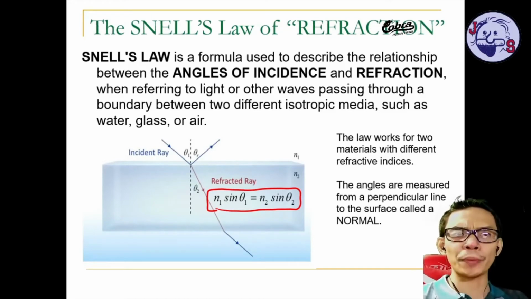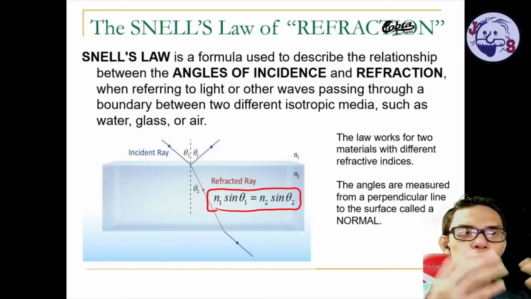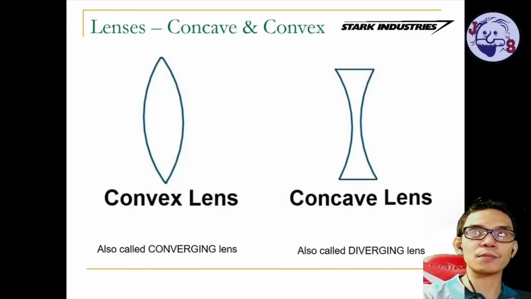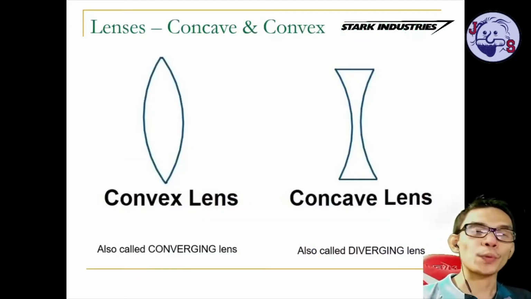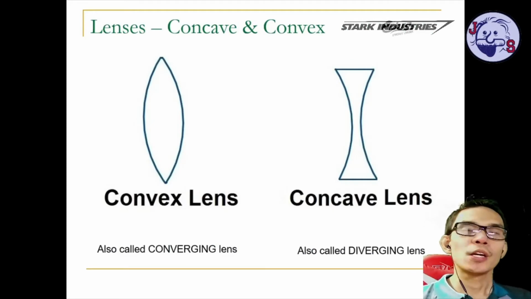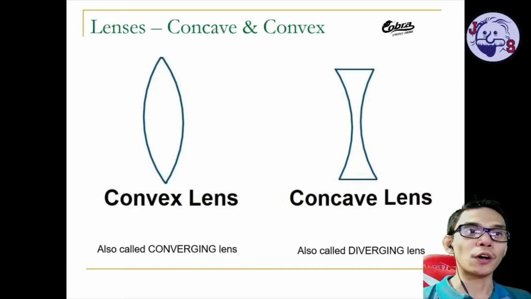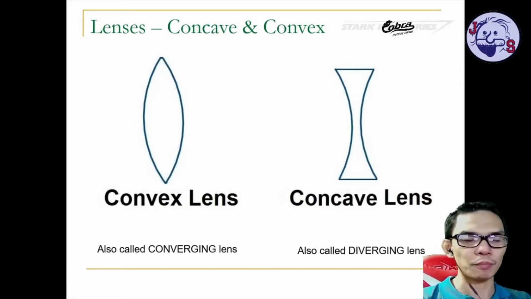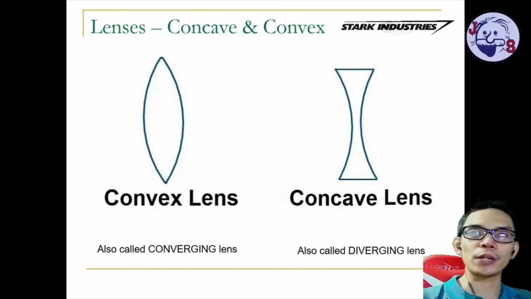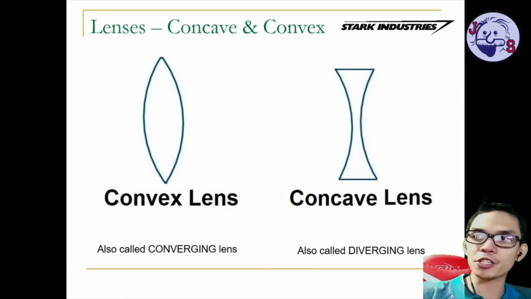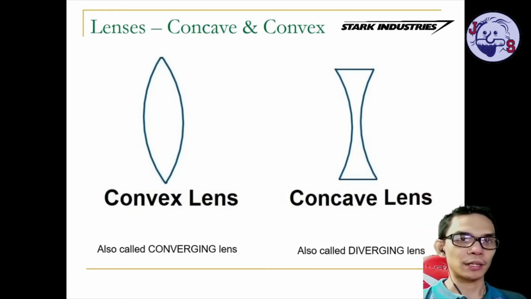So what are these optical devices that use refraction? If you try to guess it, you guess it right. That is lenses. So we have here spherical lenses, the concave and convex lens. Other books or references use biconcave lens or biconvex lens. It's the same thing. Convex lenses are also known as converging lenses. Concave lenses are also known as diverging lenses. They converge or diverge light in the process.